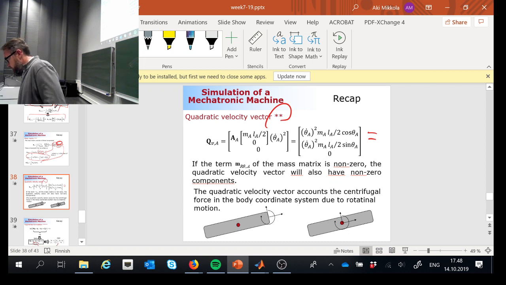Now, if your body reference coordinate system is located in the center of mass, and you're rotating your system here, no centrifugal forces take place that apply to your body reference coordinate system. So that's why it becomes equal to 0. If it is located at one end here, yeah, then it takes place. And how much it's going to be depends on how far off your body reference coordinate system is.